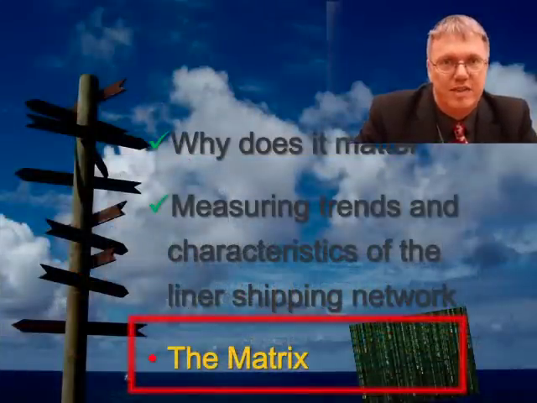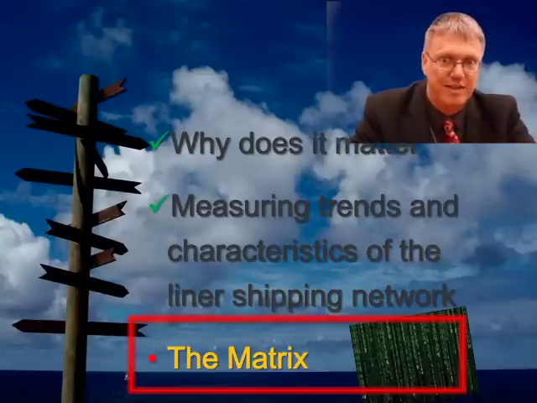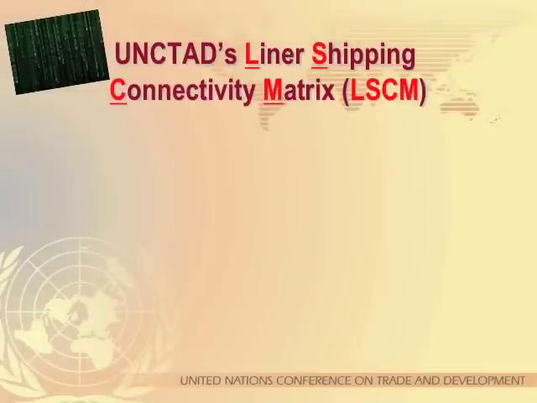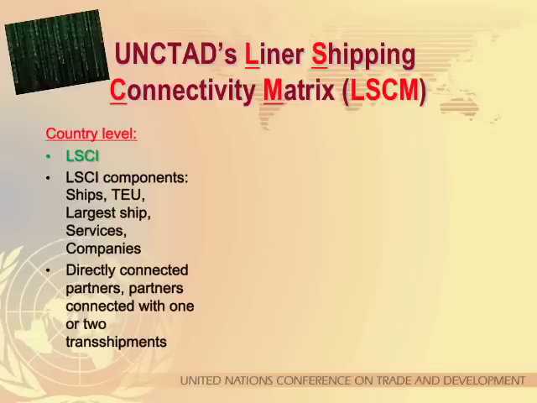So having described these 5 components, this is part of our liner shipping connectivity metrics, which include country level data: the liner shipping connectivity index presented earlier, and the individual components of the index. In addition, we have for each country how many partner countries are connected with country A with a direct service. That is also country level data in a sense, because for each country we say how many direct connections I have with other countries.